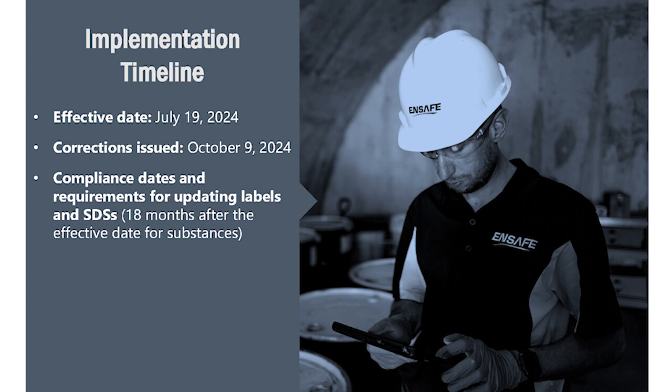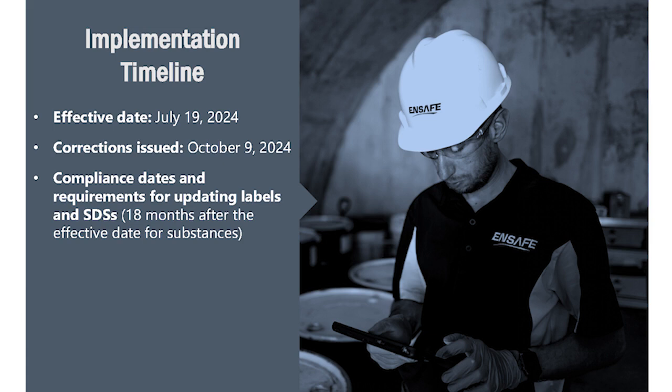The compliance dates and requirements for updating the labels and SDSs if you are a chemical supplier was 18 months after the effective date for substances. You might be able to argue with OSHA if you got them done by 18 months after October instead of July. That would be something to talk over with your local compliance person.